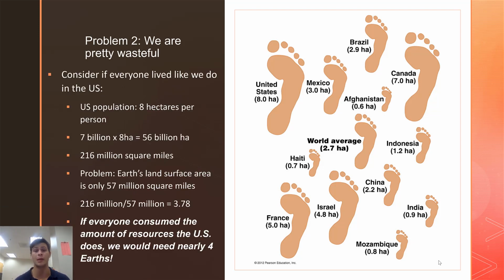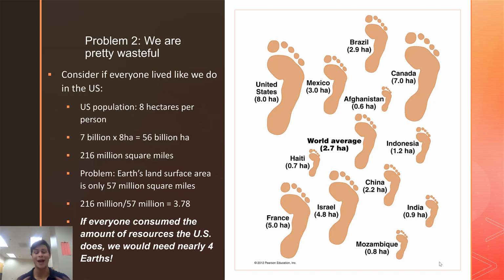Basically, consider if everyone lived like we do in the United States. The United States has an average ecological footprint of around 8 hectares per person, right? So there are 7 billion people on the planet approximately. Right now, we're probably reaching closer to 8 billion, but for now, let's focus on 7 billion people times 8 hectares of land. That leads us to a total area of 56 billion hectares across the entire world. Now, when we convert over to the imperial system, in terms of square miles, that comes out to around 216 square miles if everyone in the world consumed the amount of resources and generated the amount of waste that we do here in the United States.